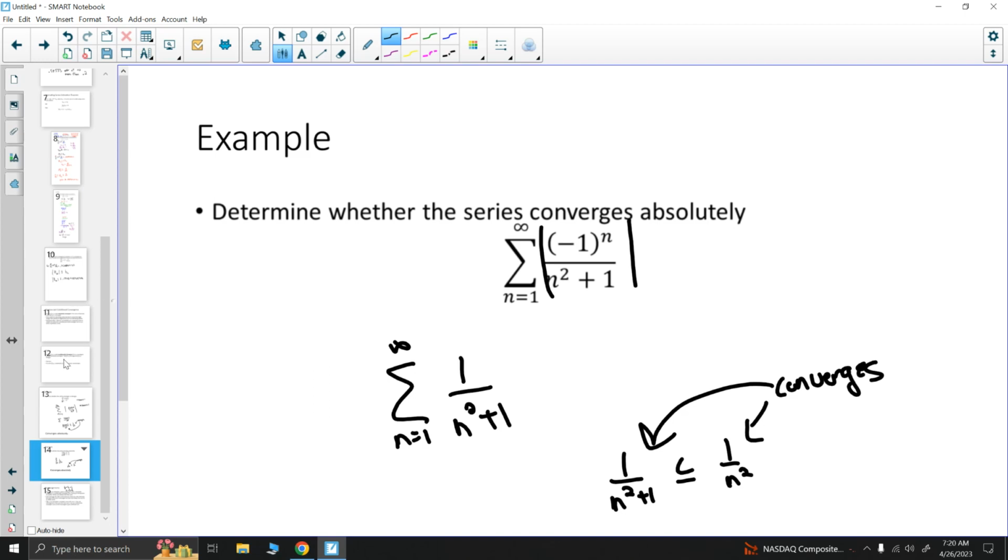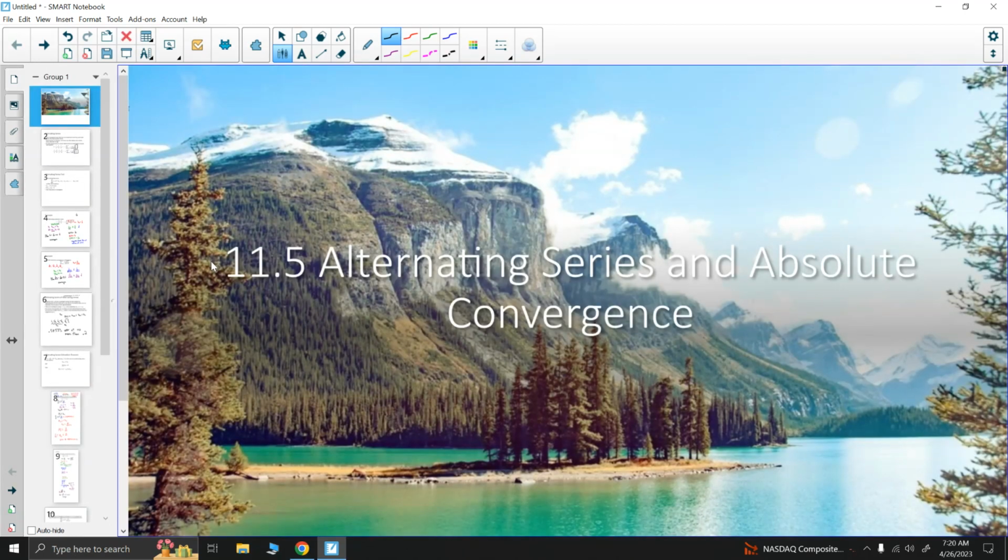So, anyway, that is our alternating series and absolute convergence.